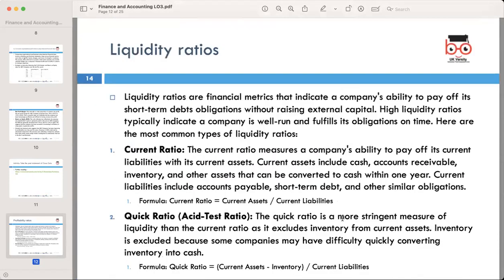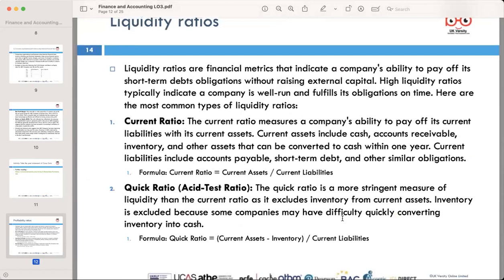Liquidity ratios are financial metrics that indicate a company's ability to pay off its short-term debt obligations without raising external capital. High liquidity ratios typically indicate a company is well run and fulfills its obligations on time. Here are the most common types of liquidity ratios. So we will discuss types of liquidity ratios.